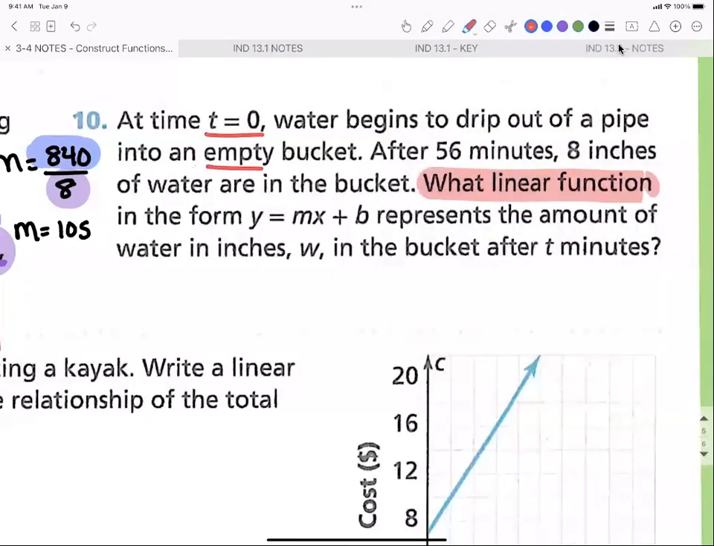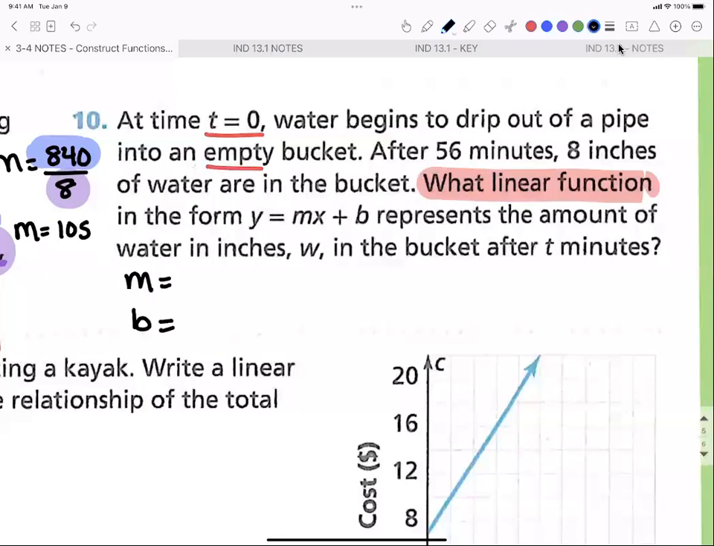What linear function in the form of y equals mx plus b represents the amount of water in inches? And again, they give us some specifics here. They want us to name it: inches W in the bucket after T minutes. So for right now, I'm going to ignore that last sentence and the specifics, and stay generic because that's what I'm used to. So what do I know I need? An M and a B.